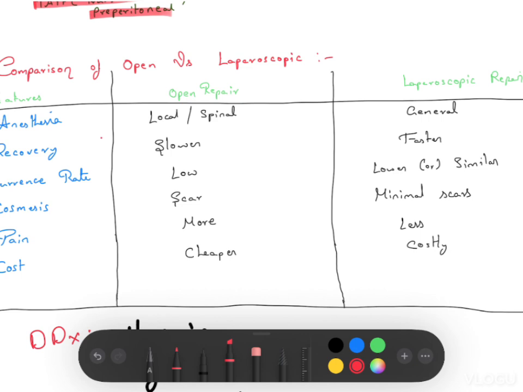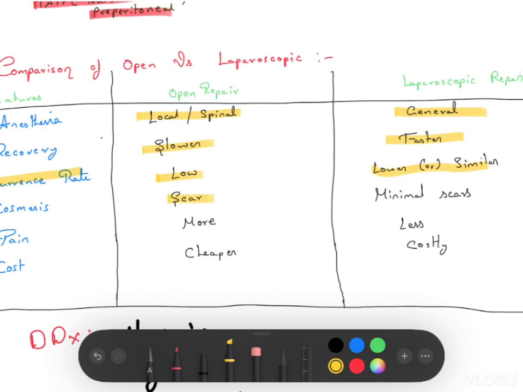Next we can compare open versus laparoscopic repair. In open surgery, we give local or spinal anesthesia. In laparoscopic repair we have to give general anesthesia. Recovery is slow in open repair because of the big incision, and laparoscopy has fast recovery. The recurrence rate is low in open repair, and in laparoscopic it is lower or similar.